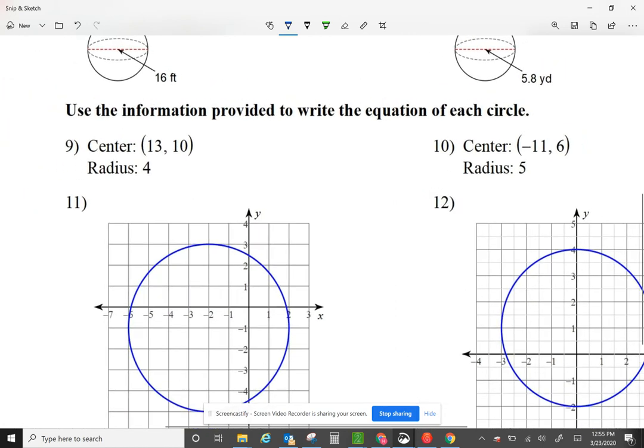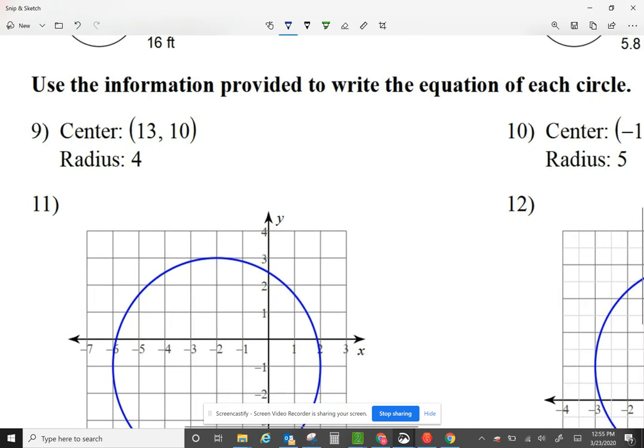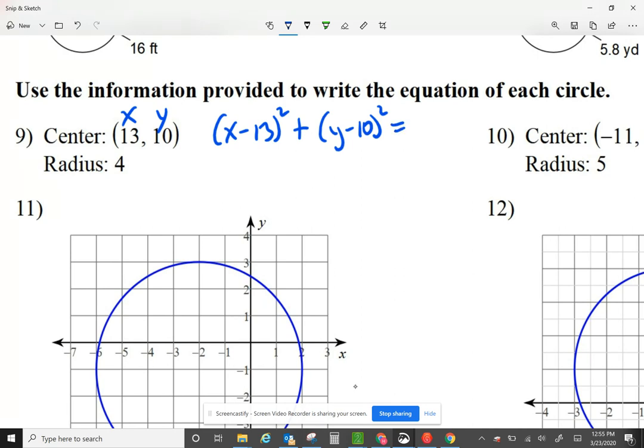All right, so let's take a look. For all four of these questions, I'm asking: use the information provided to write the equation of each circle. So for question number 9, I'm given an x and a y value. My equation of this circle is going to be x minus 13 squared. Notice I just switched the sign. When I have y minus 10 squared, once again, I just switched the sign from a positive to a negative. If it was negative, I would have changed it to positive. I do need a plus sign in between them. And I'm going to say this is equal to 16. The radius is 4, so 4 squared, radius squared.